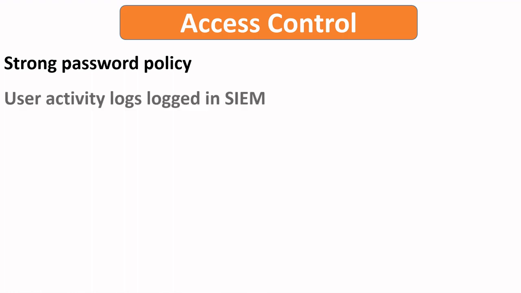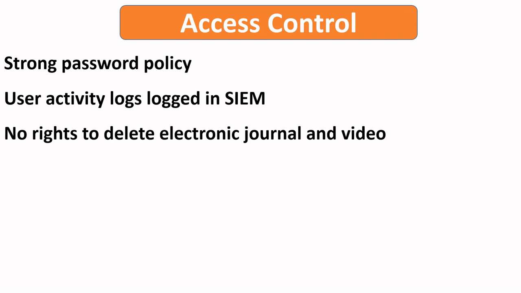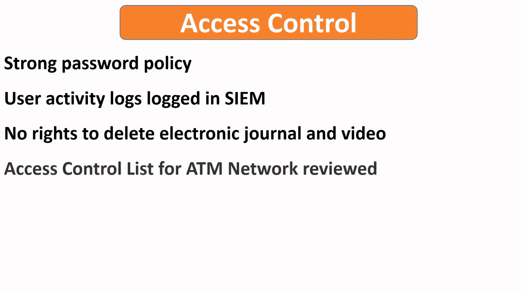Point number three, access control. Make sure that there is a strong password policy implemented. Ensure that all the users, including ATM technicians, activities are logged into the SIEM. Make sure users do not have rights to delete the electronic journal and the video files. Ensure the access control list is maintained for the ATM network and access is reviewed on a regular basis.